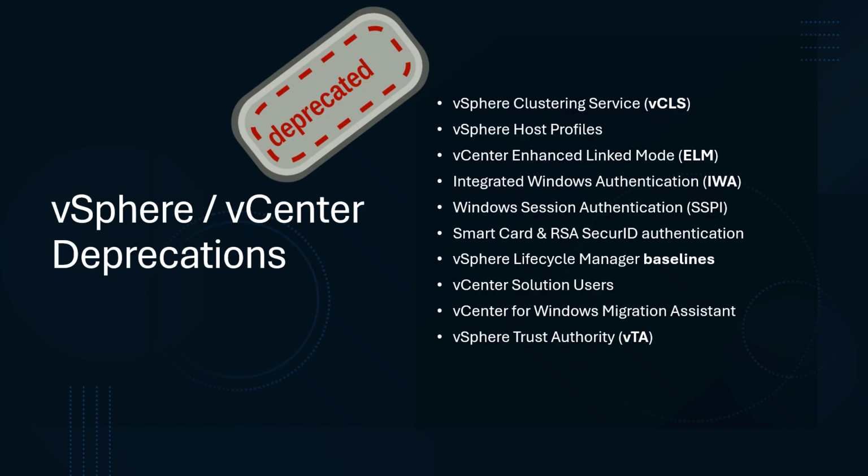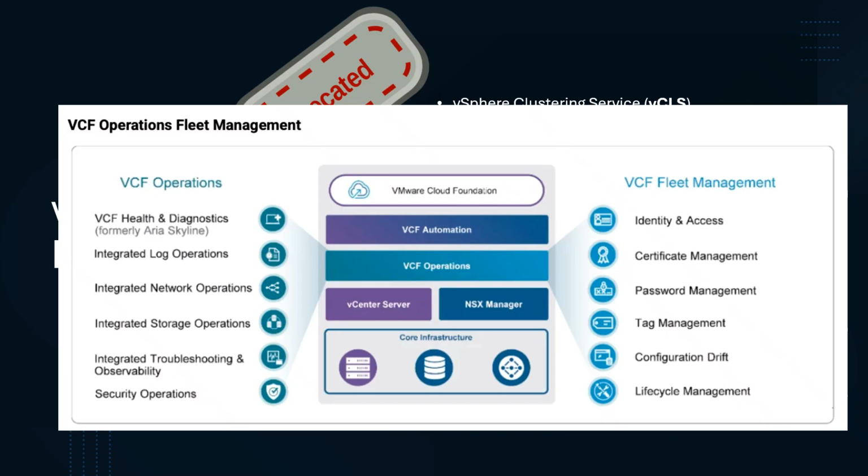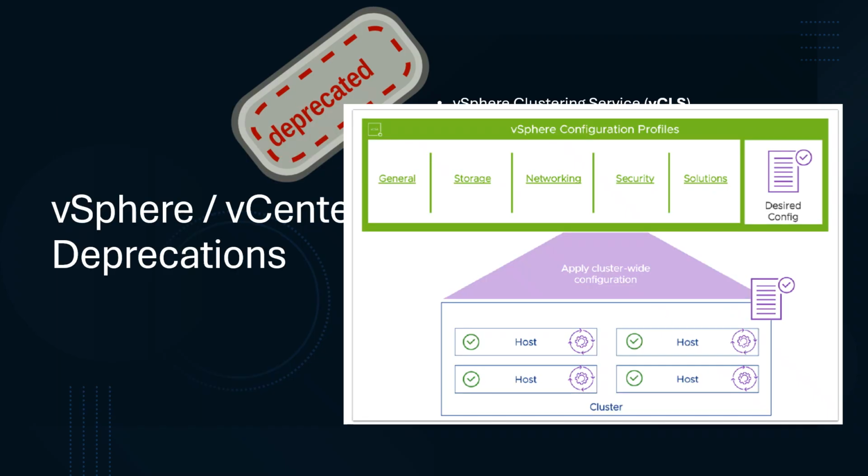So the next question is, why is VMware doing this? The answer is very simple. VMware is moving from feature-based management to platform-based management. In older versions, vCenter had many independent mechanisms, like automation, lifecycle here, then clustering logic somewhere else. In vSphere 9 and VCF 9, VMware wants one control plane. That control plane is VCF Operations and the VCF configuration profile.